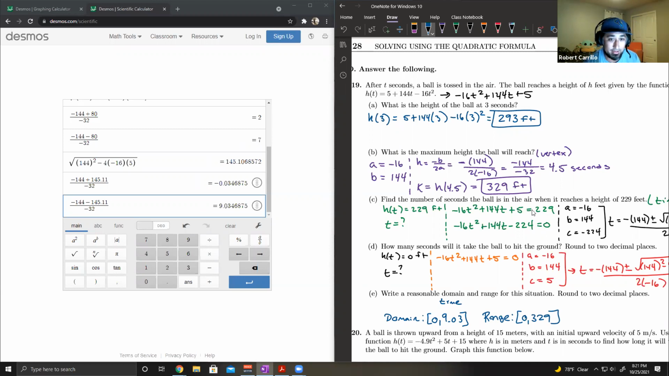Okay. So that's not bad. Again, more quadratic formula, right? So that was range and this was height. Everybody good on this one?